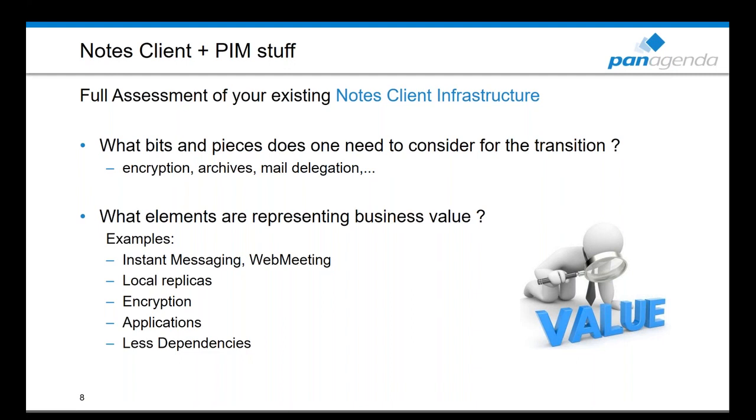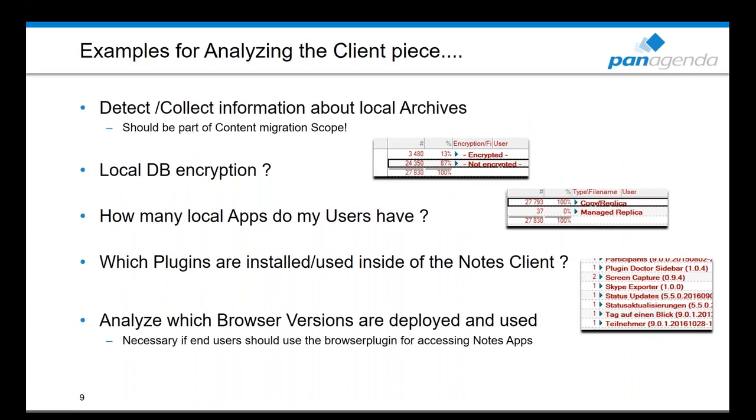Right. Just to give you a couple of examples, when we deep dive a little bit into the client world, as said, identifying local archives or identifying encryption on the database level are important, or deciding what to do or what to tell the user if I decide from a central point of view that I don't want to deal with all these local applications, and to leave it up to the end user.